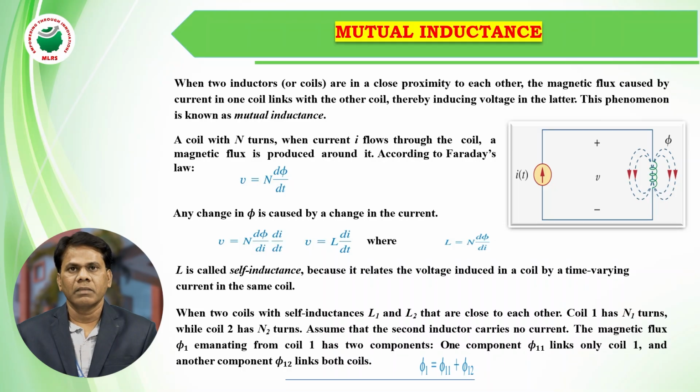So here is the basic difference between self-inductance and mutual inductance. Both are the same property of a coil, which opposes the change in the current passing through the coil. But self-inductance is due to a single coil, whereas mutual inductance is due to two coils which are nearer to each other. So that is the only difference.